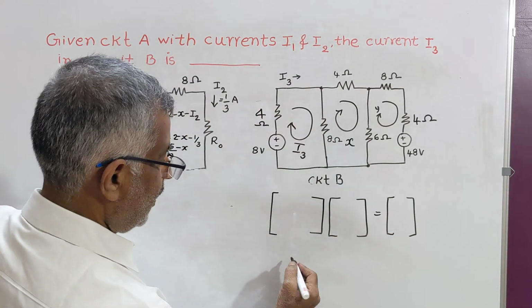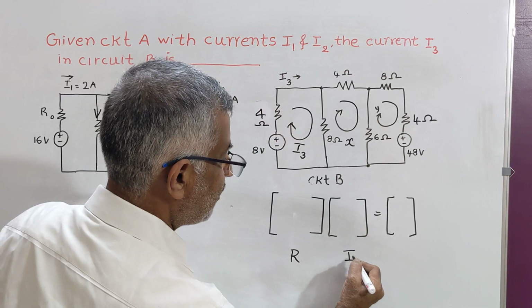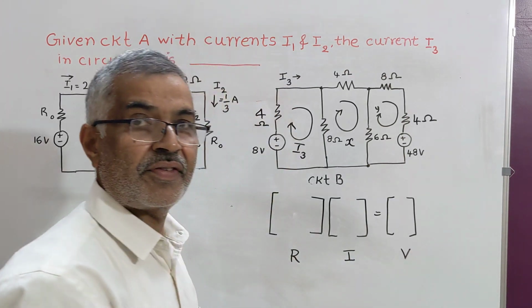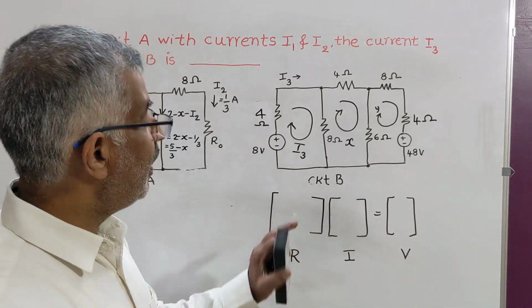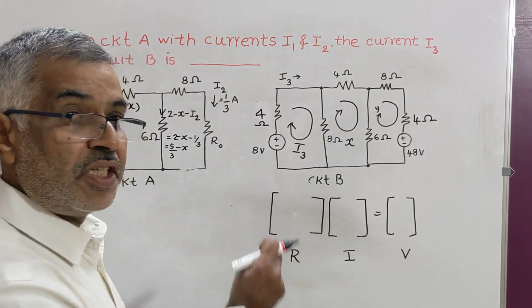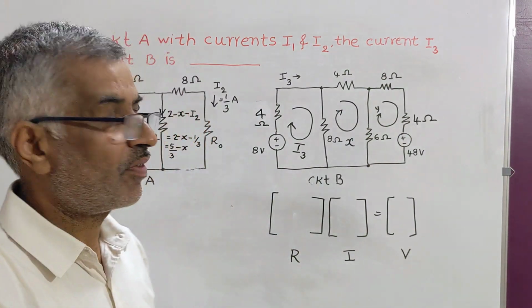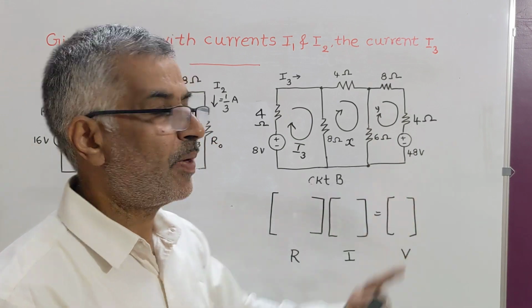This is the resistance matrix. This is the current matrix. And this is the voltage matrix. Now I will explain. I will write this matrix by the inspection method. This is called the resistance matrix because this is a DC circuit. In AC circuits it becomes the impedance matrix.